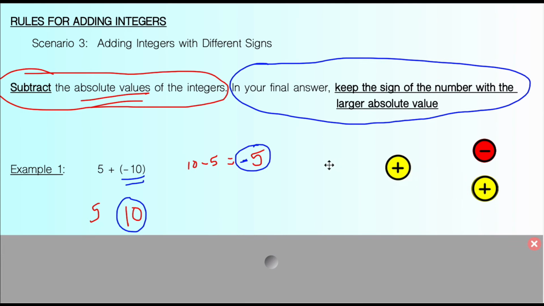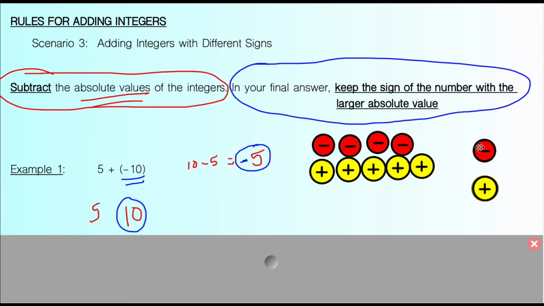You've got this line, so I've got positive 5. So let's make my line of positives. 1, 2, 3, 4, 5. And then it says you're adding negative 10. So I'm going to make my line of negatives. So 1, 2, 3, 4, 5, 6, 7, 8, 9, 10. So it's kind of like the army men thing.